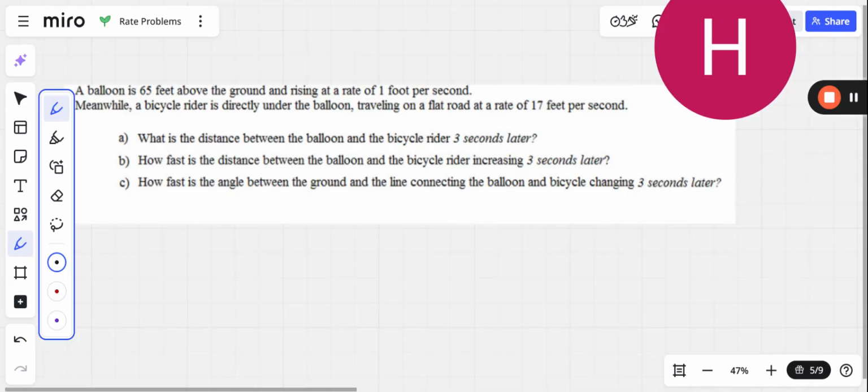Get yourself ready with a notebook, a pencil, or a pen. Whatever you choose to write with is fine.